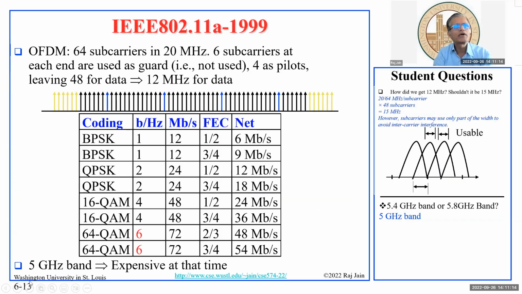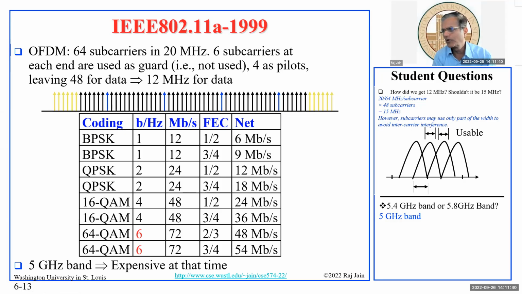So here I had 5.4 gigahertz band. This question was, is it 5.4 gigahertz or 5.8 gigahertz band? Actually, both answers are right. There are three answers: 5 gigahertz band, 5.4 gigahertz band, 5.8 gigahertz band. You can write anything here. This was expensive. All these numbers were expensive at the time when this standard was done. So they didn't do it.